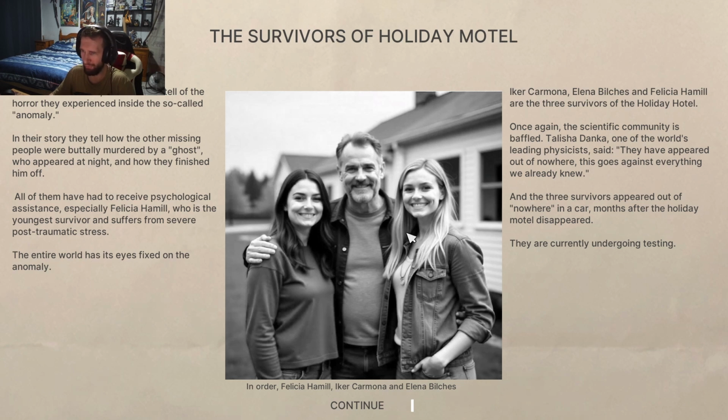So here we go. Here's all three of them. So in order, Felicia Hamill, so this is her there, Iker in the middle, and then Elena on the side.